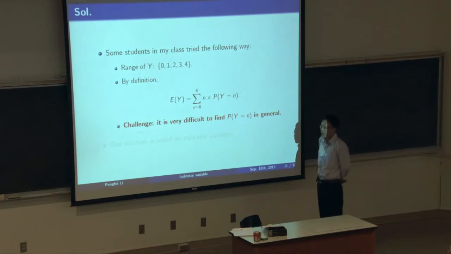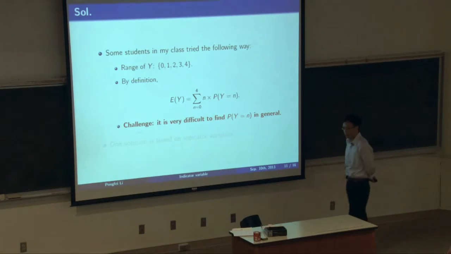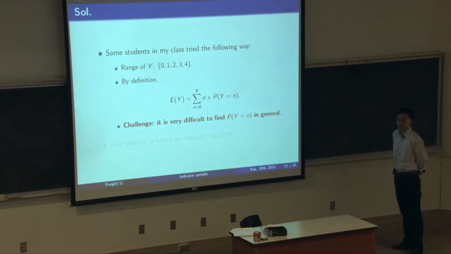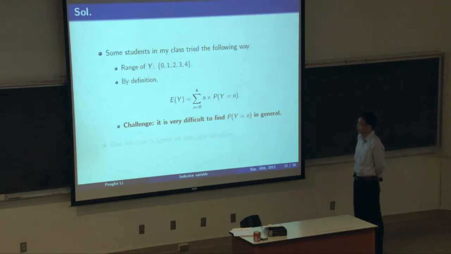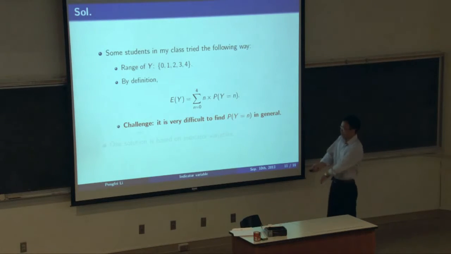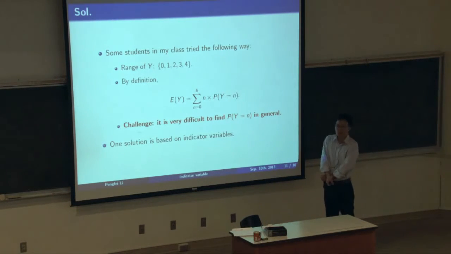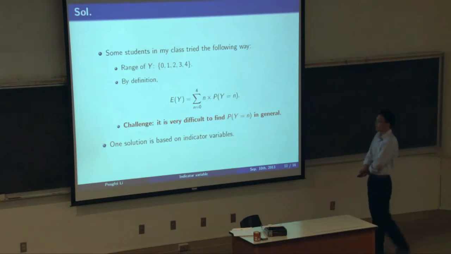But they find that it's very, very difficult for them to figure out what the probability of Y equal to n is in general. And they came to ask me, oh, how should I continue? Is this question going to be covered in the final exam? Well, I say yes, because we have a very simple solution based on the indicator variable.